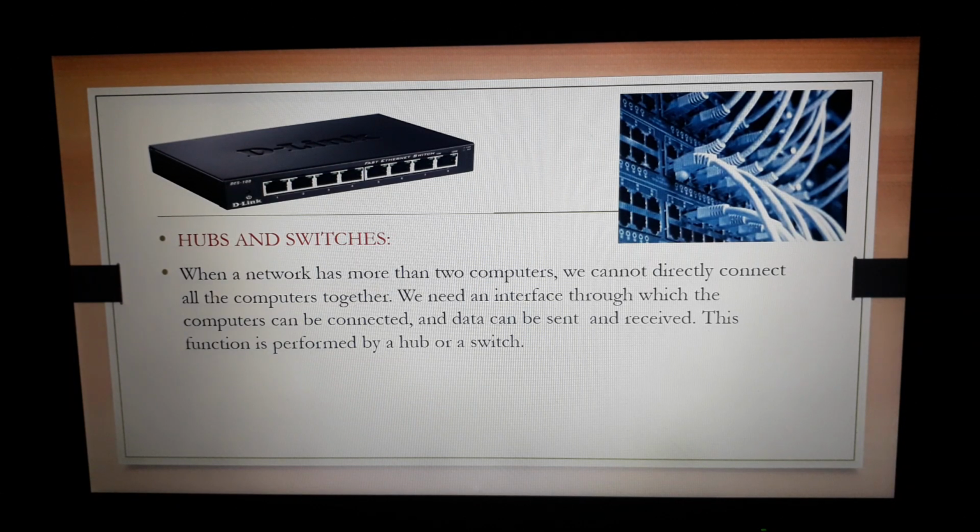Now next, hubs and switches. When a network has more than two computers, we cannot directly connect all the computers together. We need an interface through which the computers can be connected and data can be sent and received. This function is performed by a hub or switches. When we want to connect more than two computers, it is not possible to directly connect them. So for that we need a hub or switches.